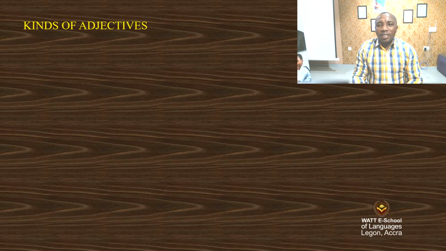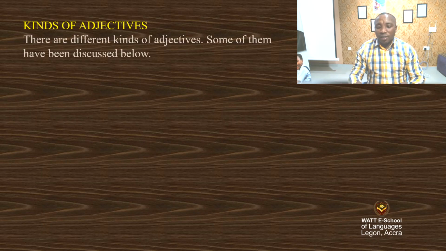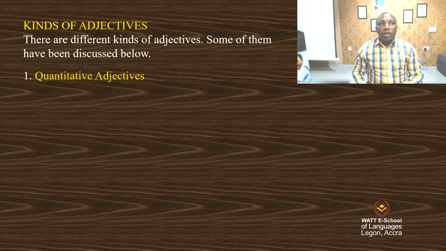In our previous lesson, we had a look at adjectives, and we made mention of different ways of getting the adjective. In this very one, we are going to have a look at the kinds of adjective in English. So let's quickly have a look at this. There are different kinds of adjectives. Some of them have been discussed below. So we are going to have a look at the kinds of adjective.